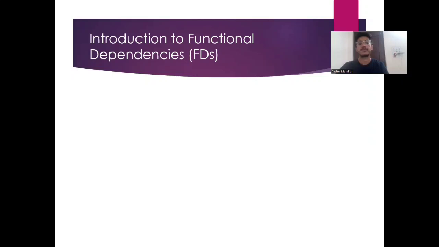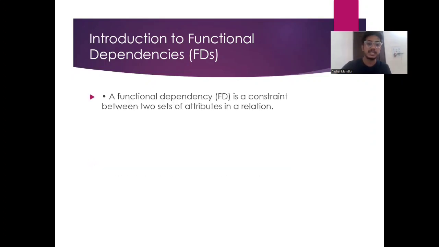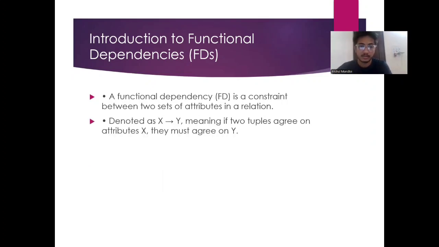So first of all, let me introduce you to functional dependencies, like what is it and what is it used for. Basically, functional dependency is a constraint between two sets of attributes in a relation. As you can see, suppose there are two tuples, x and y. If x attributes meets y, then you must agree with y, which means if x tends to y, you have to agree for both y tends to x and x tends to y.